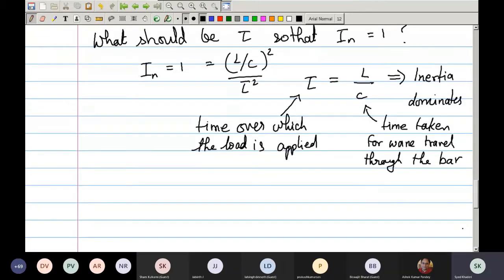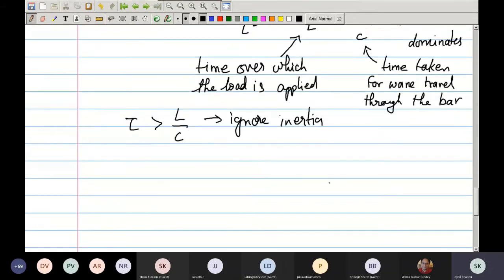So this is basically a competition going on between the load application time and the wave travel time in the bar. Whenever the time taken to apply the load is larger than L by C, then ignore inertia. And whenever the time taken is less than L by C, of course we have to include inertia.